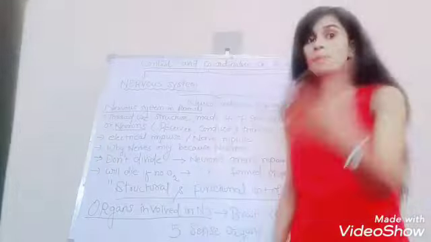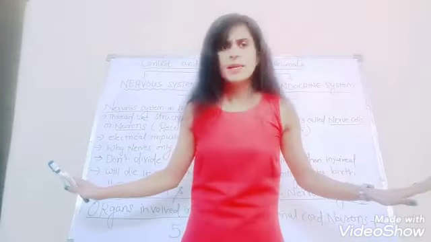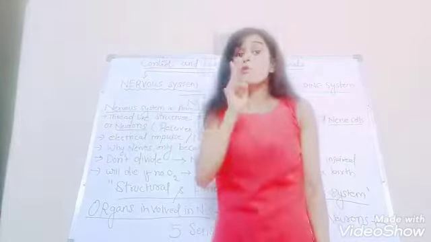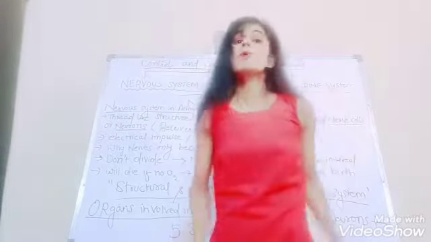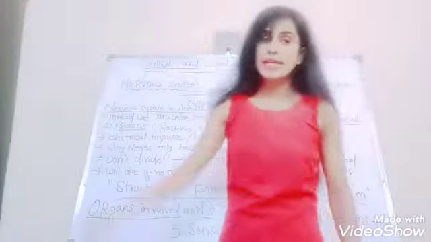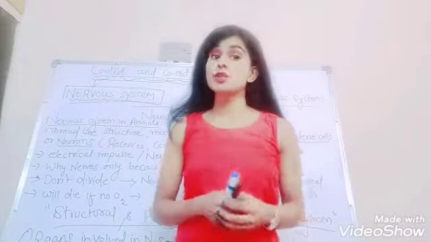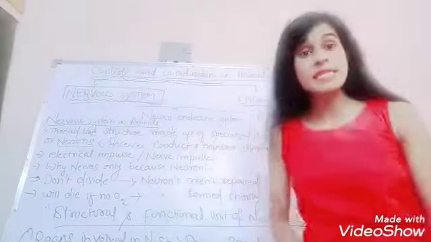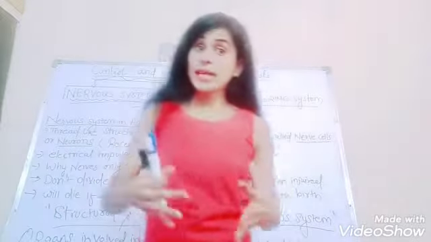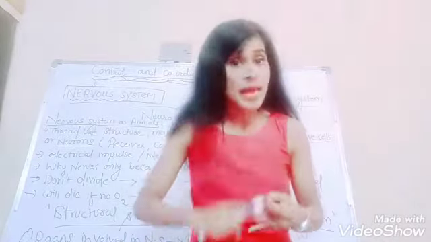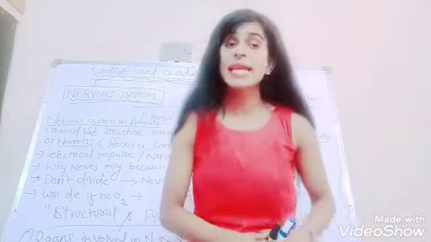So in case of plants, there is no nervous system. Yes, that we have already discussed, but in case of animals, we have got two systems which come under control and coordination. The first one is your nervous system and the second one is your endocrine system. The two systems involved in control and coordination in animals are the nervous system and endocrine system, and together it is called the neuroendocrine system.